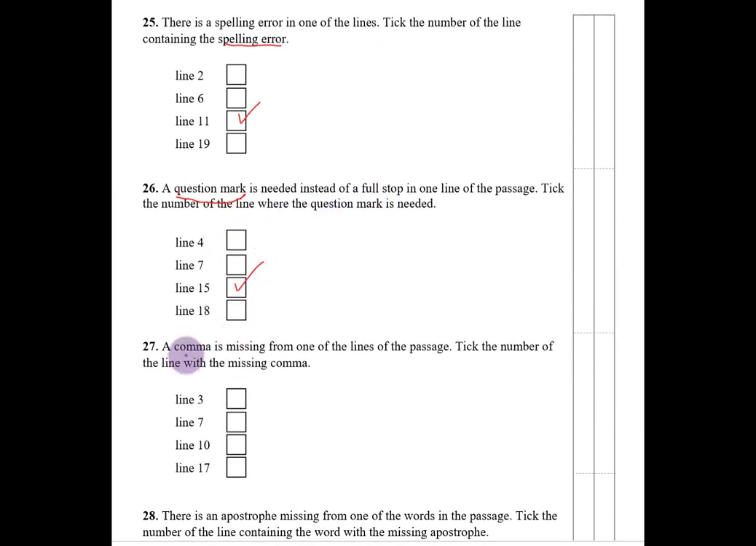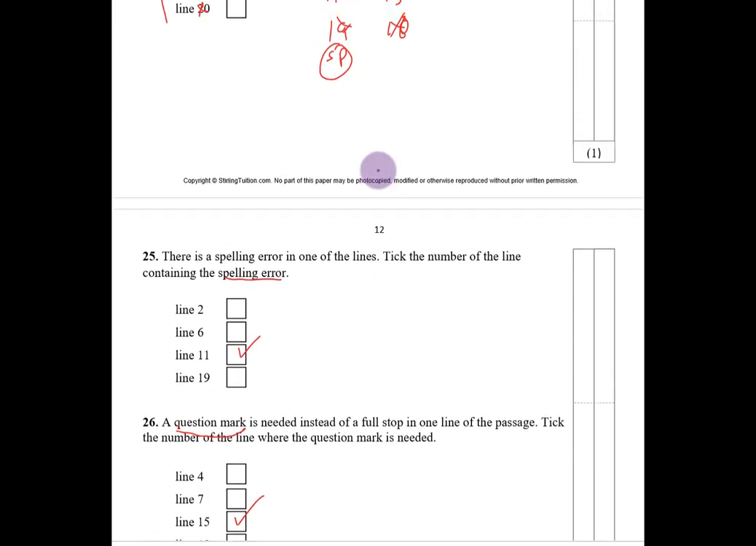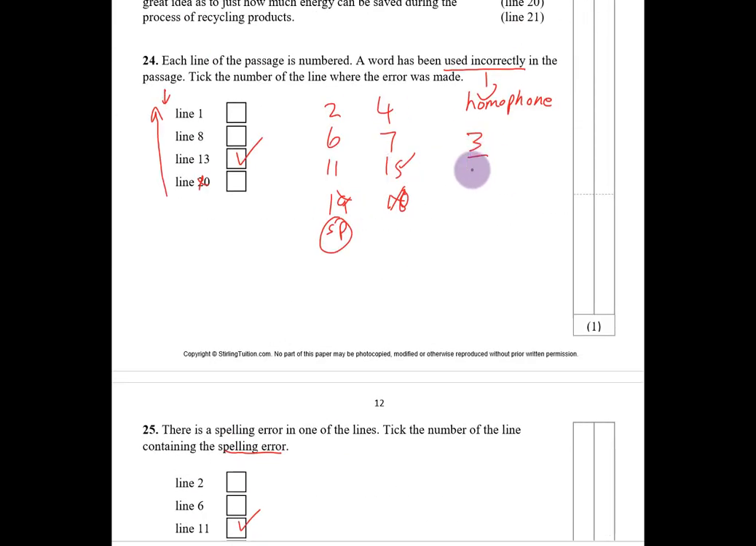And then we're looking here. A comma is missing. A comma is always for things in a list, like your shopping list. I went and bought a bag of sugar, flour, and the comma goes between the things in the list. So for the comma in a list, we have 3, 7, 10, 17.